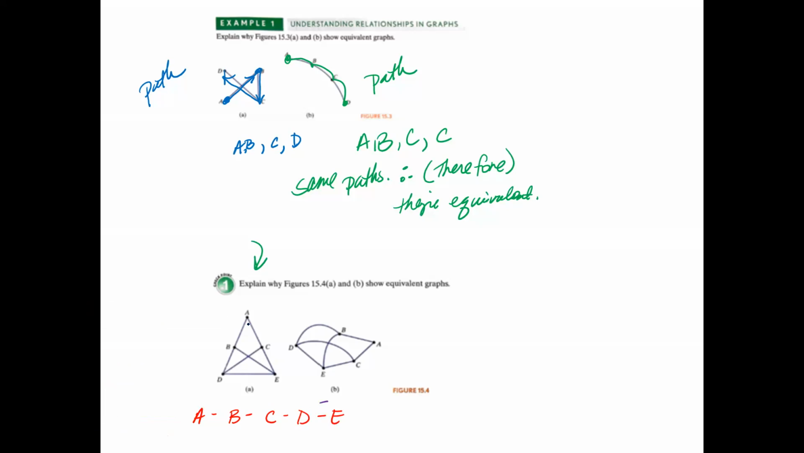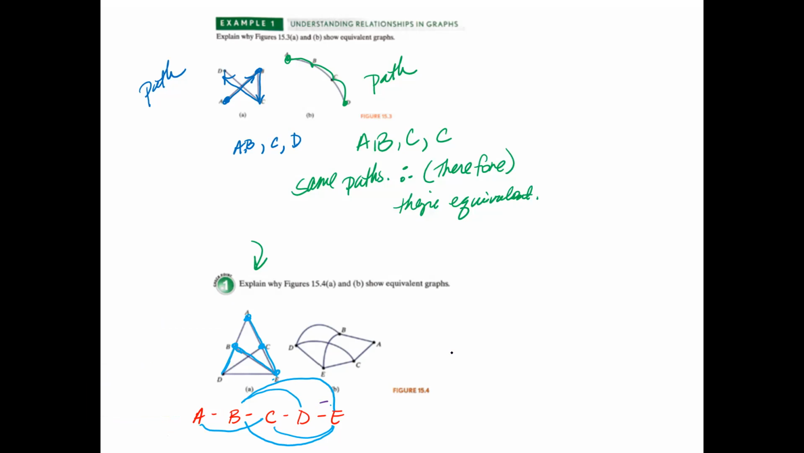So let's trace the path. From A, I can go to C. Then from C, I'm going to go to E. Then from E, I'm going to go back to B. From B, I'm going to go to D. I can also go from B to E. Okay, so that's my first path.